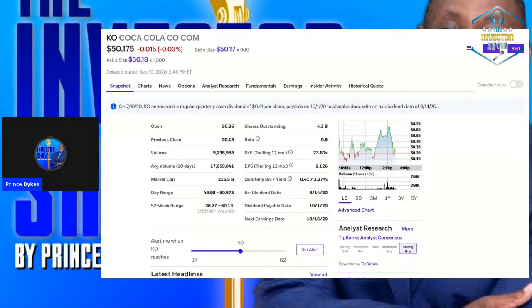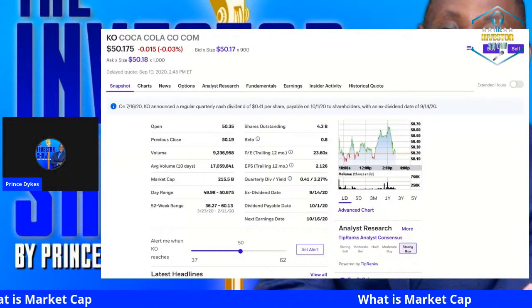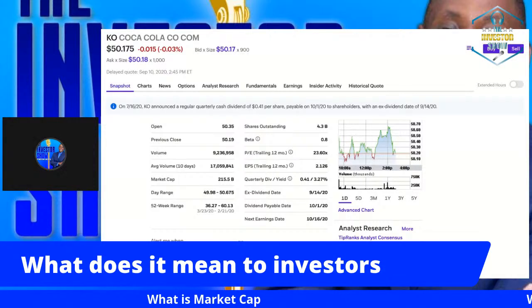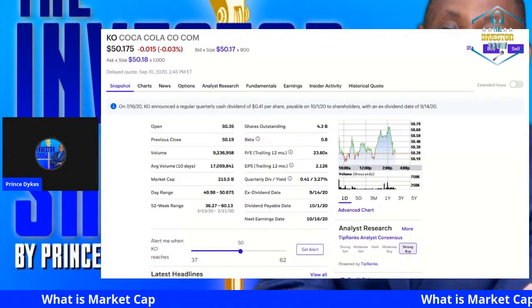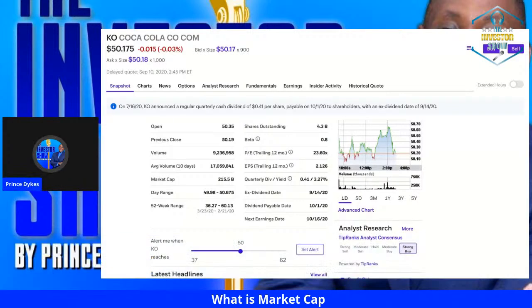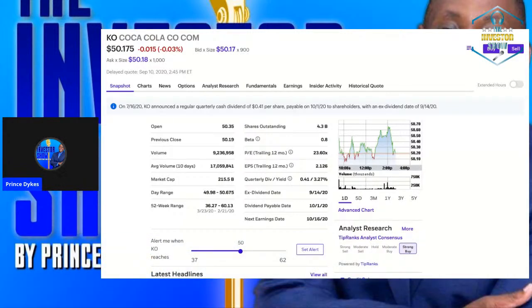We're going to talk about what is market cap, how to calculate market cap, what it means to investors, how we can use the market cap to talk about risk, how we can invest into it with indexes, and all those other great things.